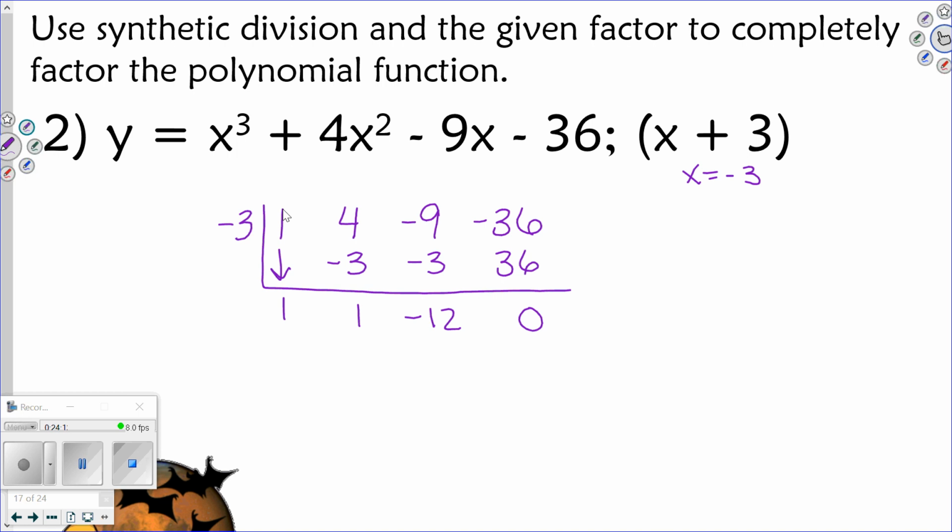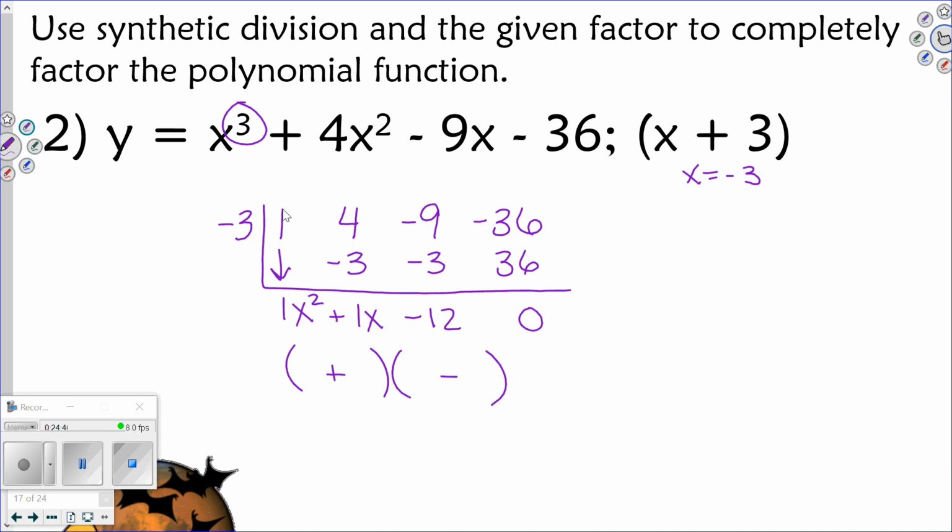I know a lot of you are working at your own pace here. What happens if you don't get a 0 for a remainder? You did something wrong. Good, you did something wrong. So this was x cubed, so mine's going to be x squared plus 1x minus 12. My remainder is 0. So we need to factor. What are your signs? Plus and minus.